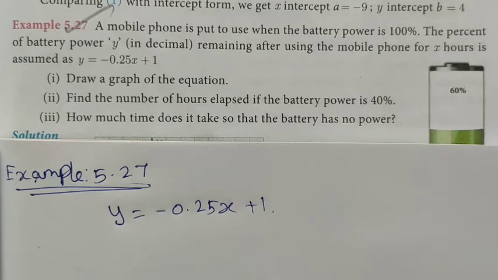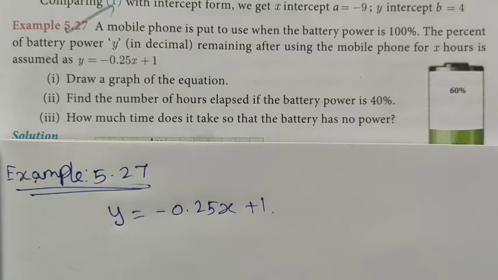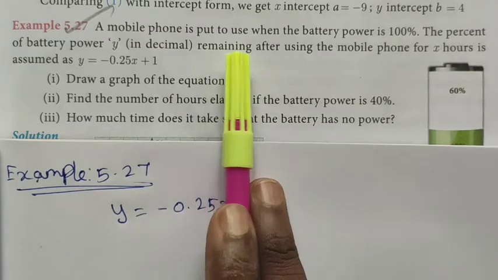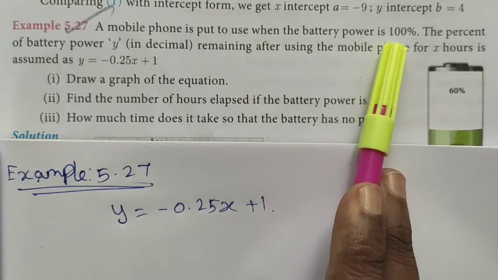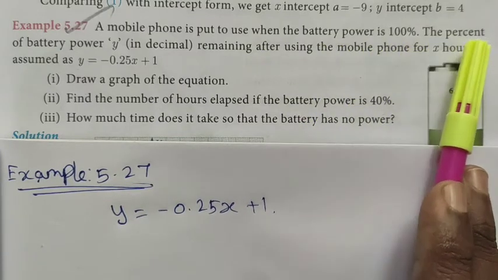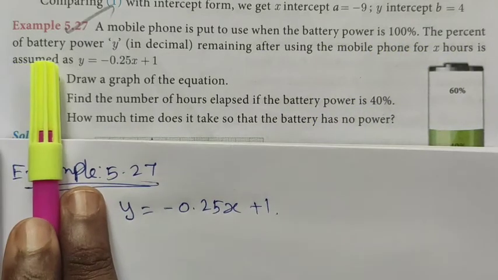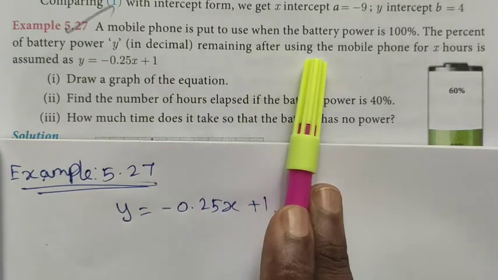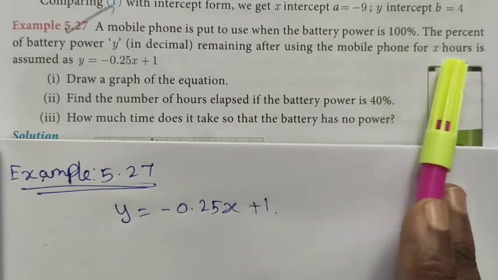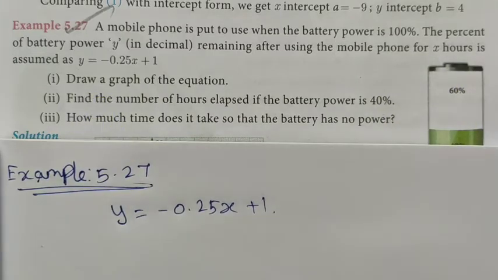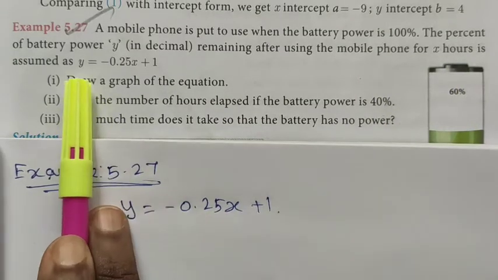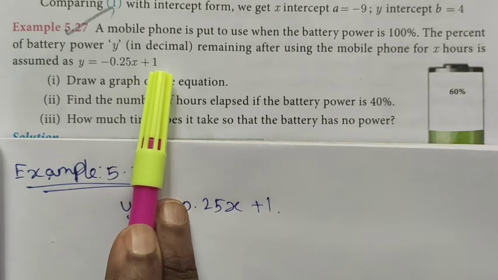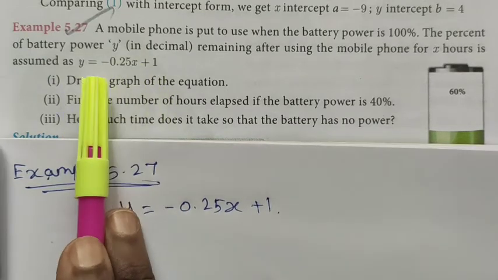Students, class 10, example sum 5.27. A mobile phone is put to use when the battery power is 100%. The percentage of battery power y in decimal remaining after using the mobile phone for x hours, assuming that y is equal to minus 0.25x plus 1. This is the given equation.